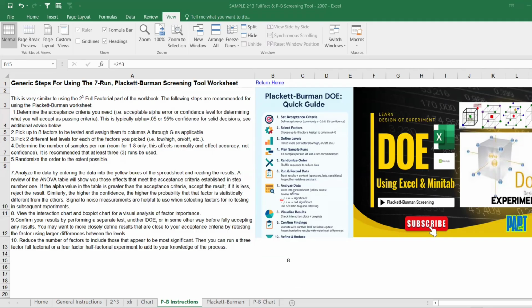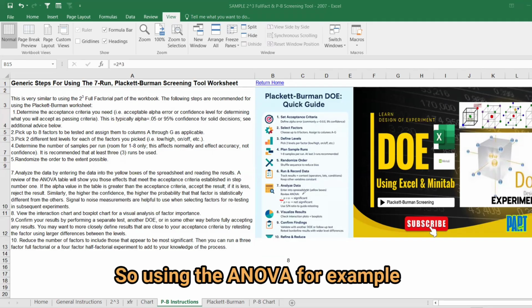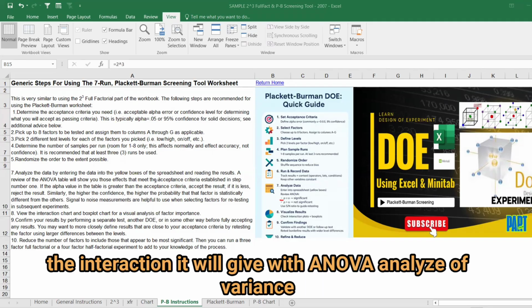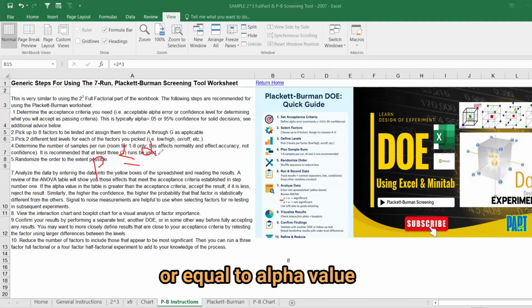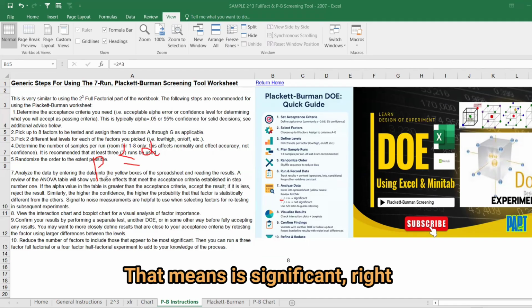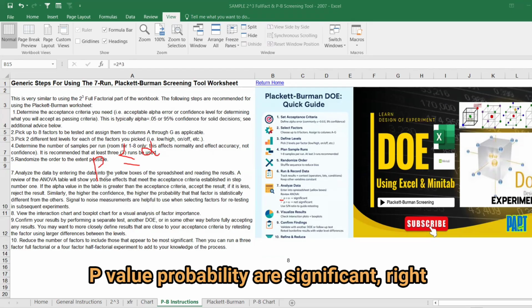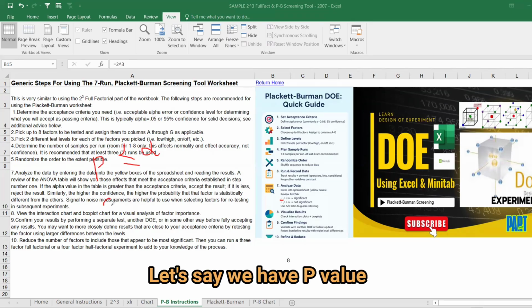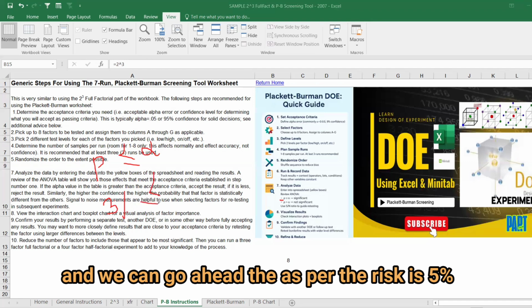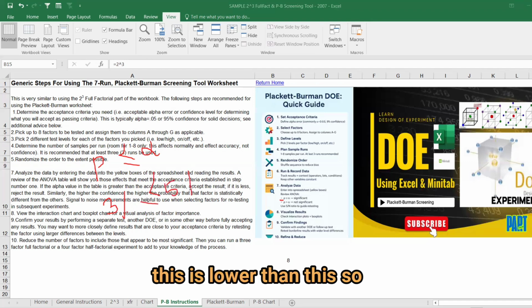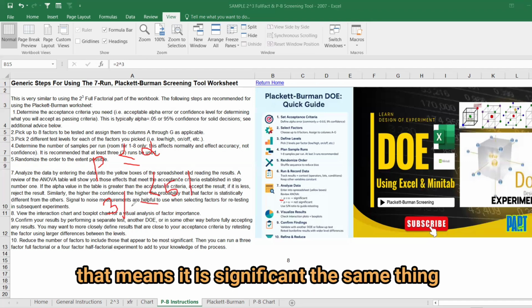And then, is this a significant factor, right? So the p value. Using ANOVA, analysis of variance, keep a tab on that ANOVA factor. For example, if the p value is less than or equal to the alpha value, that means it is significant, right? P value probability, significant, right? Let's say the p value we are getting is 3%, and as per the risk of 5%, this is lower than this, so that means it is significant.